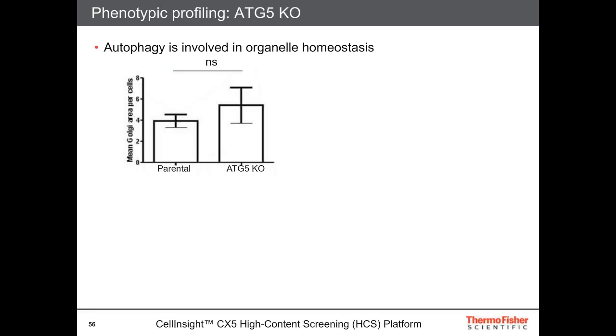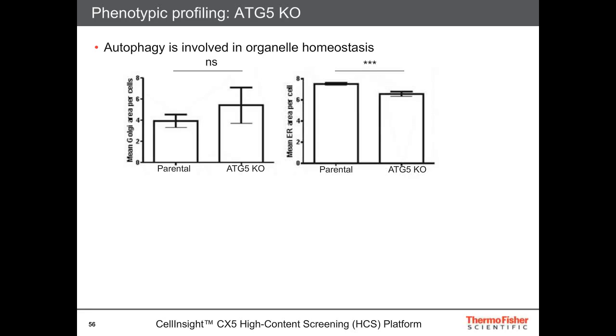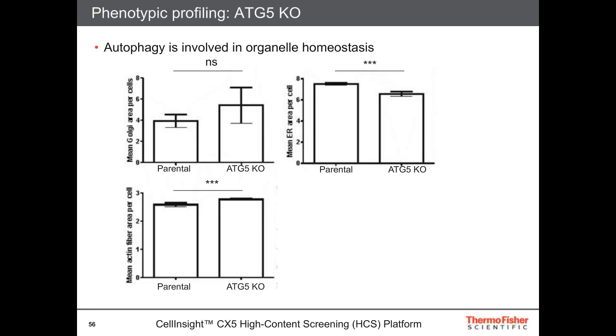So we actually took this a step further and started to look at other organelles. We could look at the area occupied by a Golgi label. This is using anti-Golgin 97. We see no significant difference in the area occupied by Golgi labels within the cells. We do, however, see a significant reduction in the area occupied by the endoplasmic reticulum. Here we use a marker against protein disulfide isomerase, PDI. We see a significant reduction in the ER area of the knockout cells.